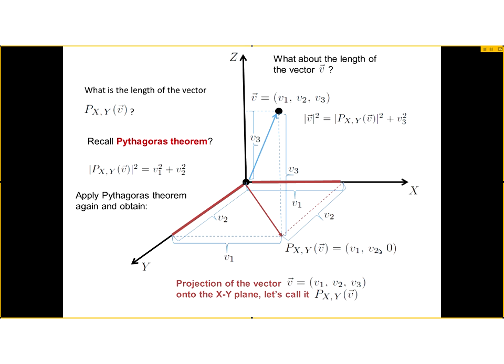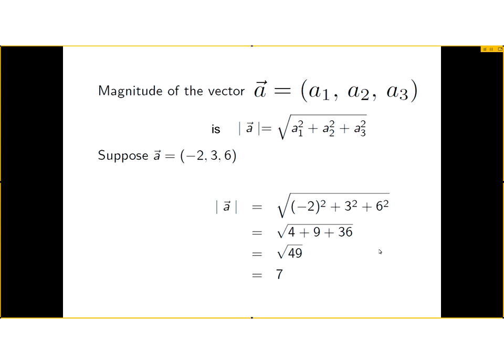So here we apply the formula: (v1 + v2 + v3) squared is equal to v1 squared plus v2 squared plus v3 squared, as we found previously. This is the idea to find the vectors. Now the next thing is how to find the magnitude of a vector.